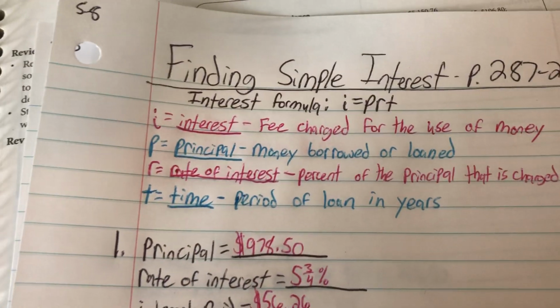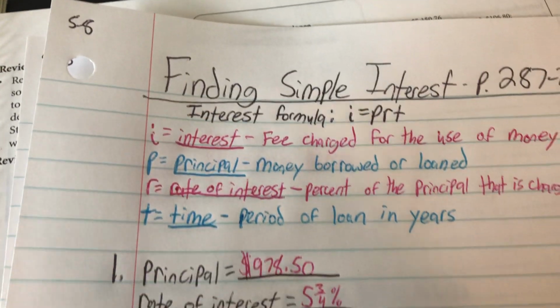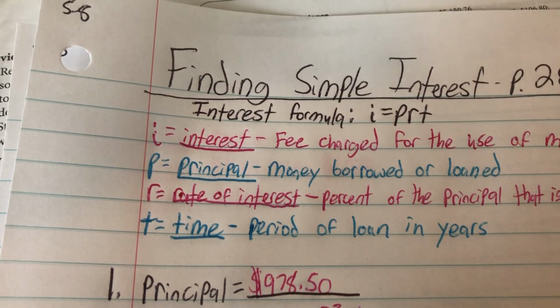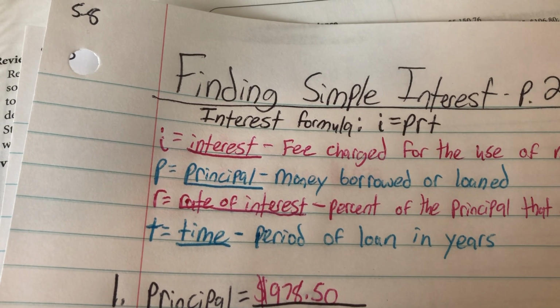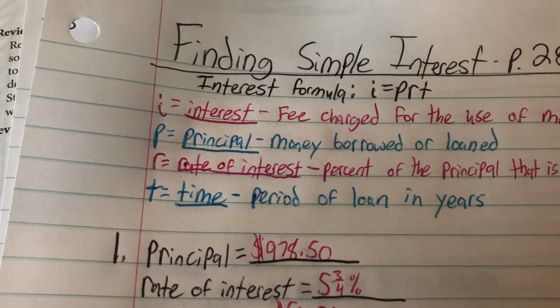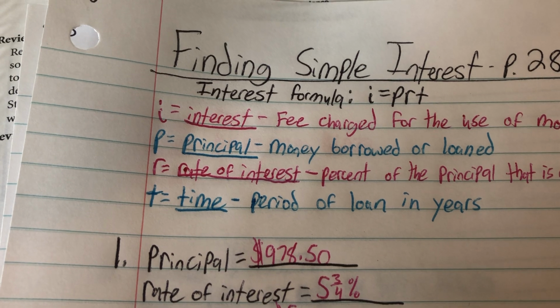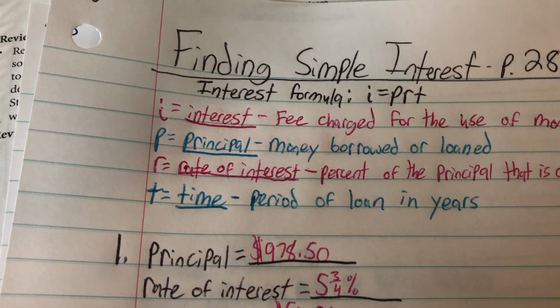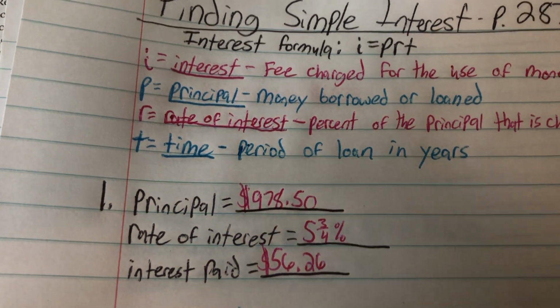Okay, on the first one, it talks about Mr. Cox deposited $9,780.50. That is the principal. The bank pays its depositors 5 3/4% interest yearly. That is the interest. At the end of the year, he withdrew $978.50, the principal, plus $56.26, which is the amount of interest the bank paid.